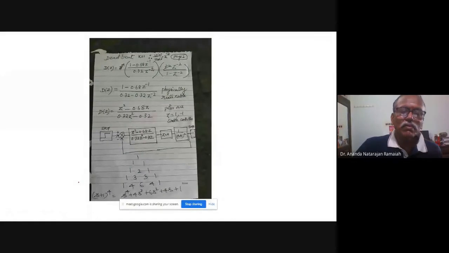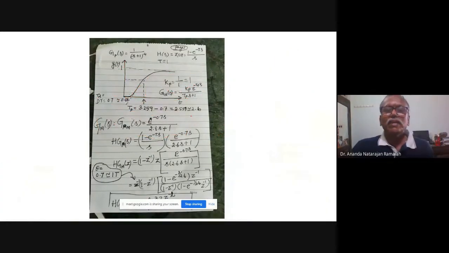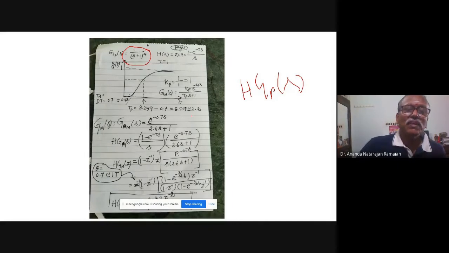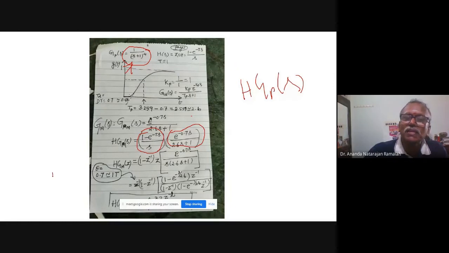Now we have to find the HGP of Z. Why? Because GP of S is a continuous time system, so we cannot give discrete input to that. That's why we have to include HGP of Z: (1 minus e^(-Ts))/s multiplied by the model, not the process. You do not know the mathematical model of the process. Here in simulation only we know 1 by (s plus 1) to the power 4. That's why we have to consider this model to design the controller.